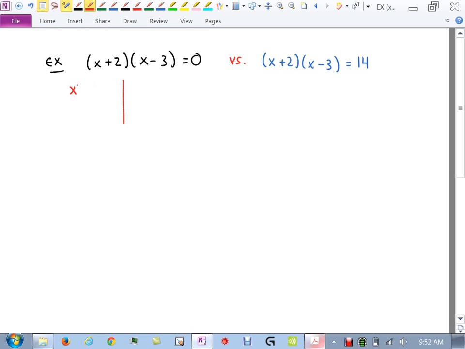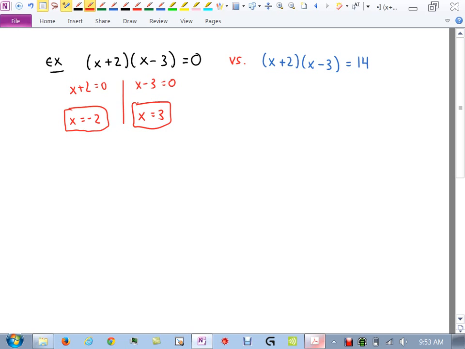I do x plus 2 equals 0. I do x minus 3 equals 0. Solve each one. So on the first one, I would do what to both sides? Subtract 2, I get x is negative 2. On the other one, I would do what? Add 3, and then I get x is 3. And I'd be done, right? Clean, easy. I didn't even have to factor. That problem was ready to go, right?